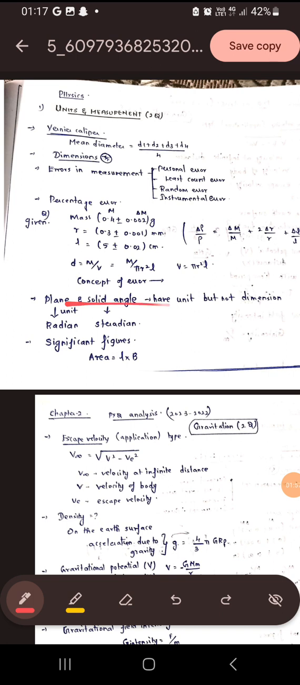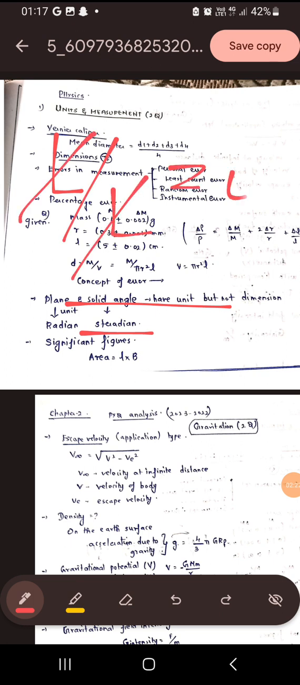And one question is the unit of plane angle and solid angle. Plane angle has the unit radian, solid angle has the unit steradian, but both are dimensionless, they don't have any dimensions. This is an important question because they have a similar upper part, length, and down here also length, so both get cancelled, so zero dimension, no dimension is there.